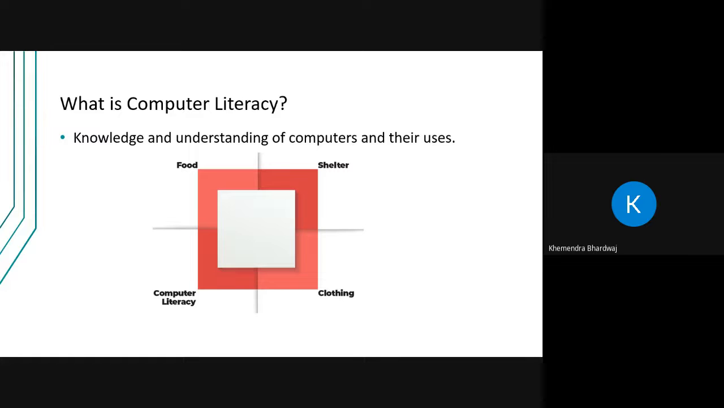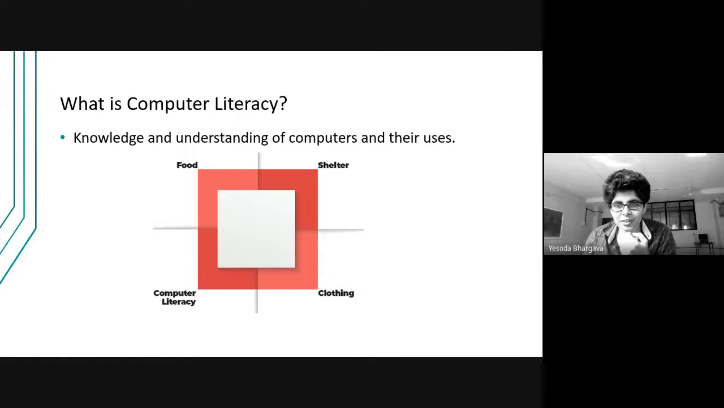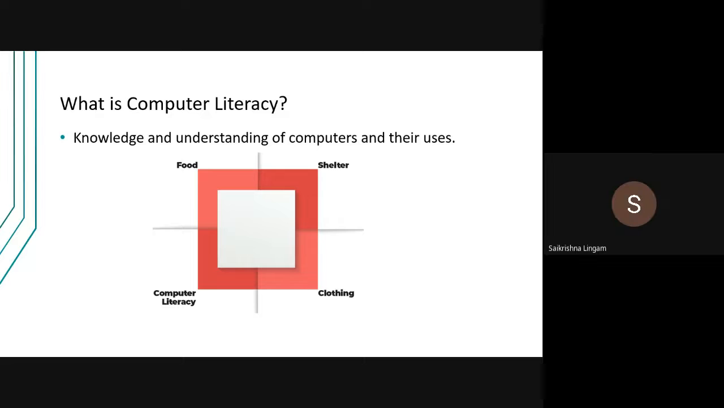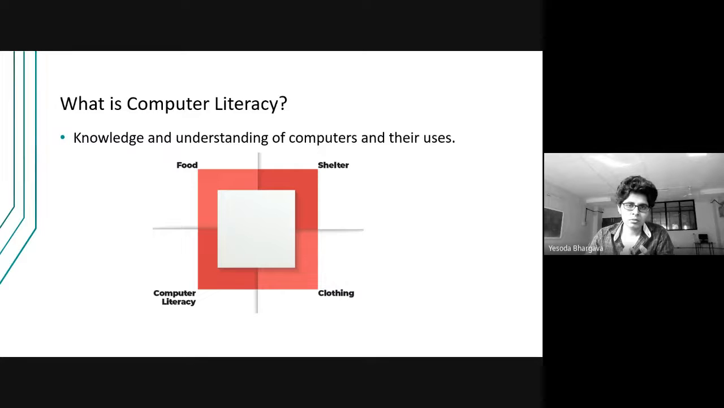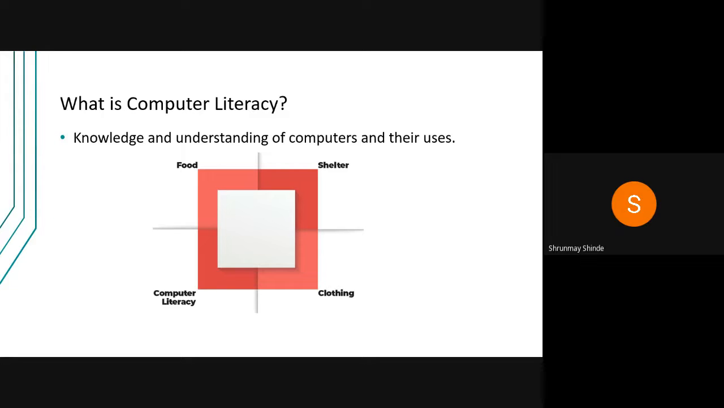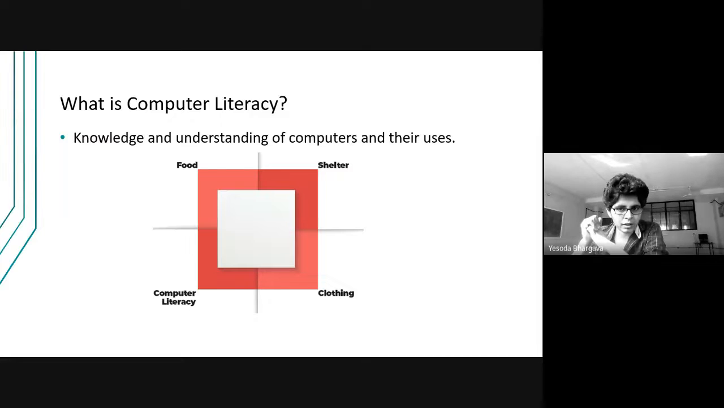Knowledge of operating computers. I couldn't hear, sorry. It would be nice if one person speaks. Shunmay, you want to say something? Sai Krishna? Computer literacy means learning how to operate the computer, like checking your emails, sending emails, and maybe registering yourself online for applications or whatever. So is it only about computers? Shunmay? Ma'am, computer literacy means to learn to do the basic tasks like calculations with the help of computer. Okay.